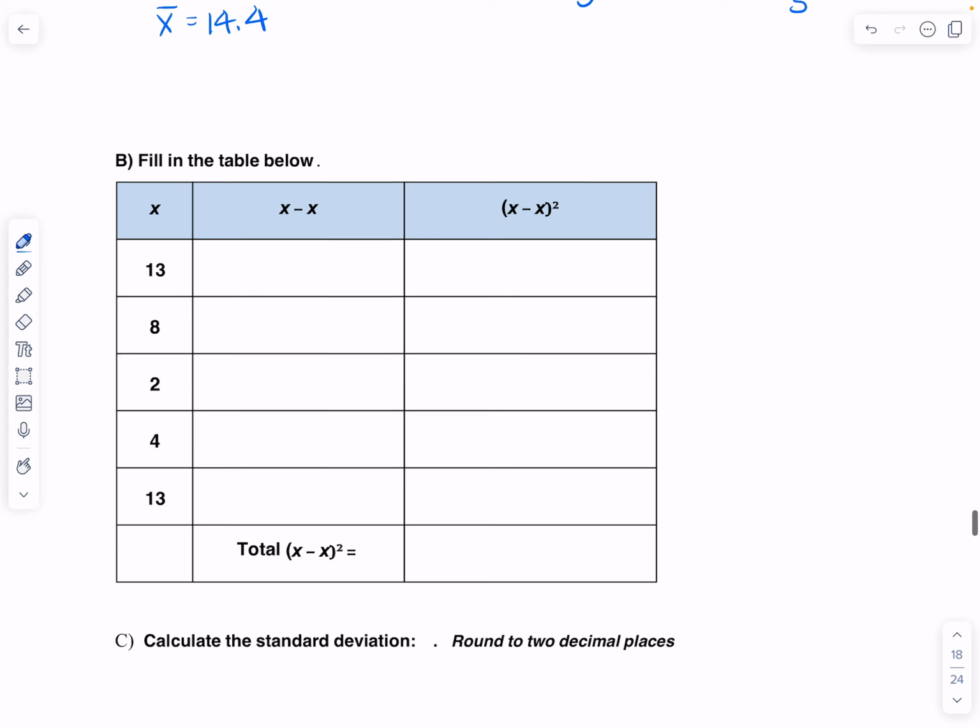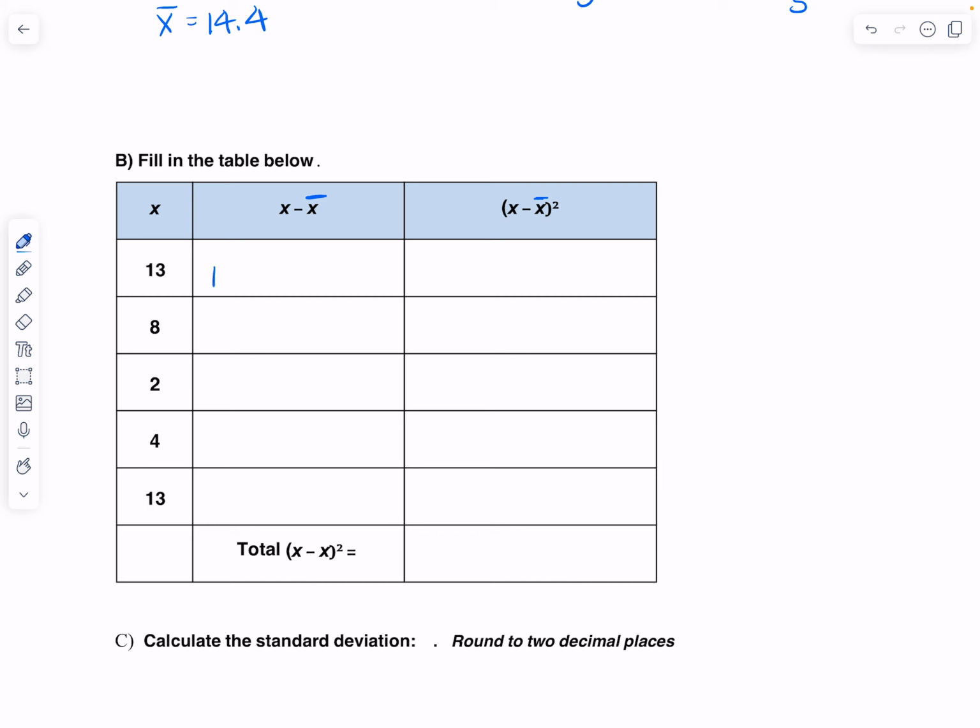Now we have a chart in this case, so we're going to fill it in below. The second column should say x minus x bar, so let's go ahead and put the bar in there. And this should say x minus x bar squared. So all I did was denote that we're taking x minus the mean. Okay? The mean, remember, is 14.4.